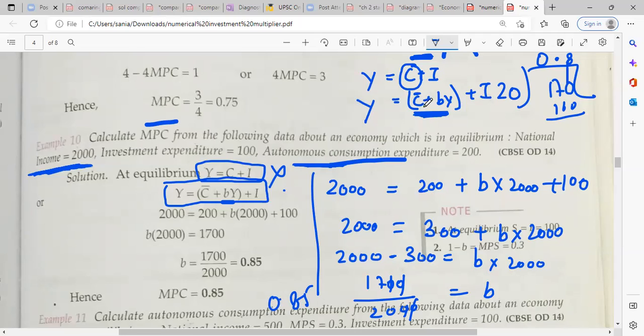What are you saying? I'm not getting it, ma'am. The actual formula was C equals C bar plus BY, right? C equals C bar plus BY. Yes. This one you are elaborating, right? This C part. C equals C bar plus BY. Yes, you are right.